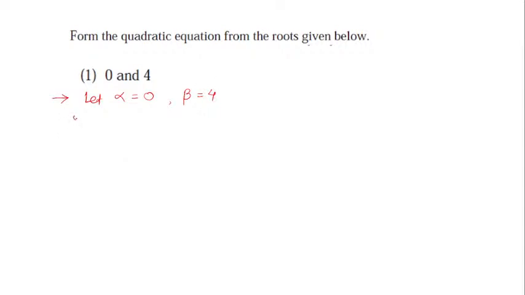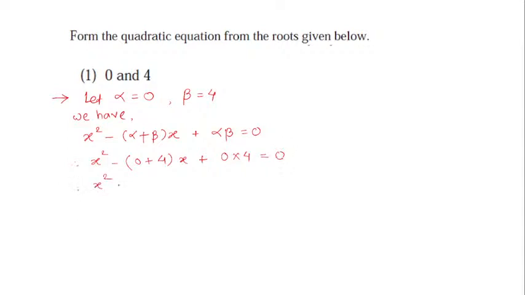Now by using these roots we can find the quadratic equation, and for that we have the formula x square minus (alpha plus beta) into x plus alpha into beta, that is equal to 0. To get the equation we only have to substitute alpha and beta in this formula. So x square as it is minus (alpha is 0 plus beta is 4) into x plus alpha into beta, that is 0 into 4, that is equal to 0.